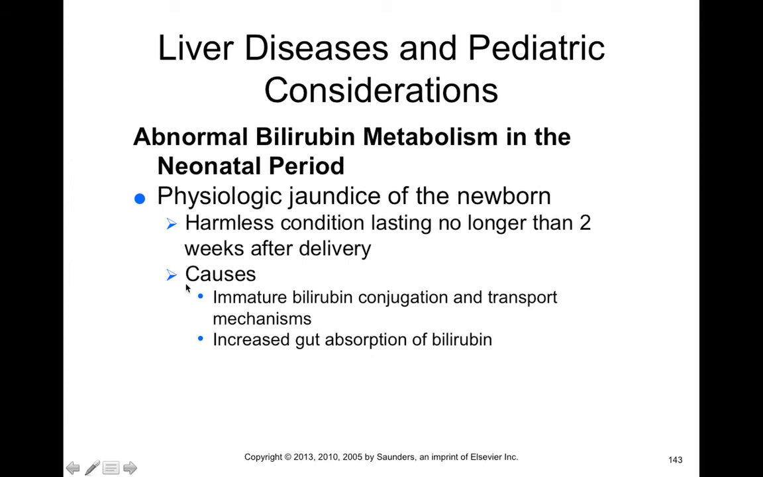Now, some of the causes of abnormal bilirubin buildup in neonates might be abnormalities in transport mechanisms or conjugation, like how it's stuck to other proteins, as well as the amount of gut absorption of bilirubin. If gut absorption of bilirubin is too high in neonates, that can lead to excessive accumulation rather than being excreted through the feces.